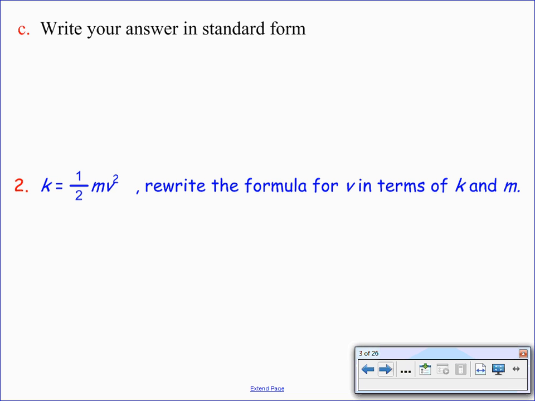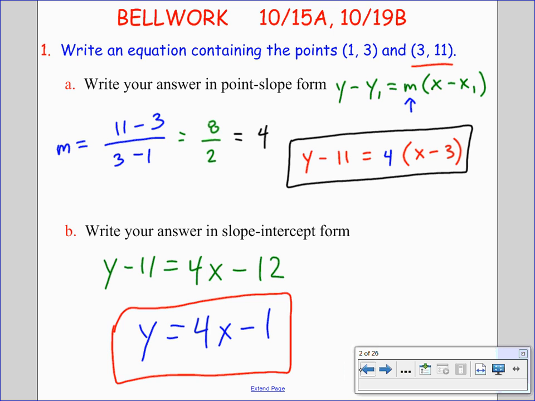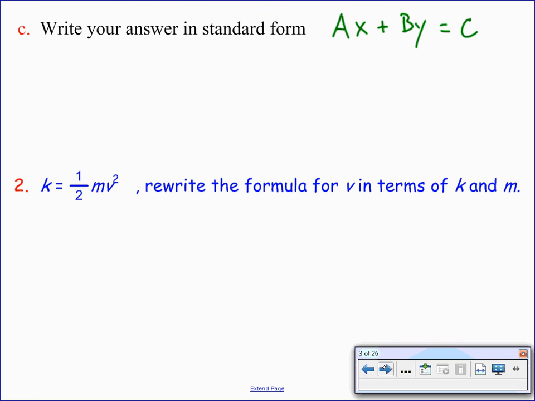Standard form is the one where we model linear combinations, like the student ticket sales when combined with the adult ticket sales equals your total revenue for the play. And so what does that look like with letters for standard form? Go ahead and tell the class. Adam? Ax plus By equals C. And so if we start out with y equals 4x minus 1, we can make it look like that.